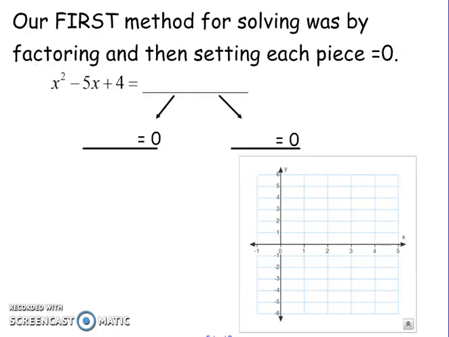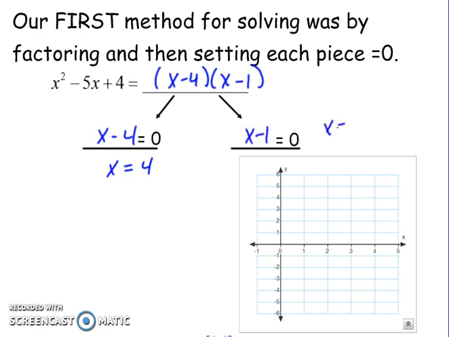Our first method for solving was by factoring and then setting each piece equal to 0. So if we have x squared minus 5x plus 4, that's going to factor to be x minus 4 and x minus 1. And negative 4, negative 1, multiply to 4, and add to negative 5. So we set each factor equal to 0. x minus 4 equals 0. When we solve, we get x equals 4. When we take x minus 1 and set it equal to 0, we solve, we get x equals 1.